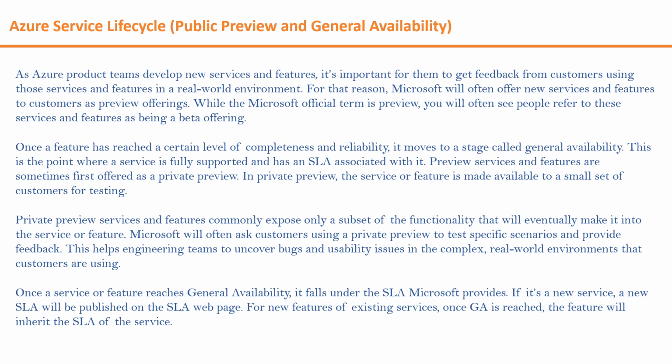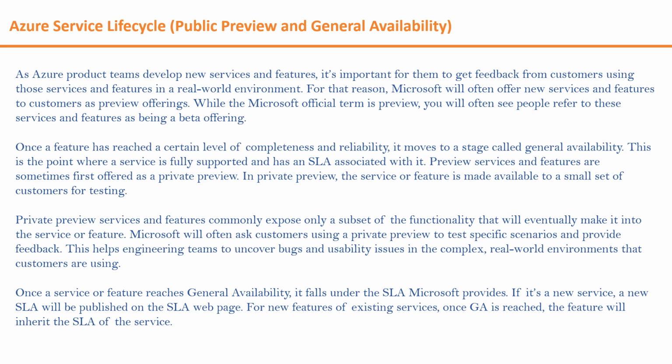Once a service or feature meets a specific bar set by engineering teams, it will transition to public preview. This usually occurs once a service or feature is fully functional or very close to it. However, if there are bugs in a specific part of functionality that the engineering team feels are critical, they may delay public preview until those bugs are fixed. Features and services that are in a public preview are provided at a discounted rate. But like private preview, features and services typically don't offer an SLA and are provided as is.